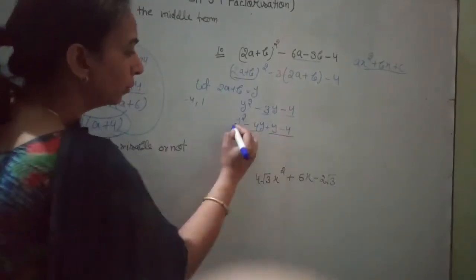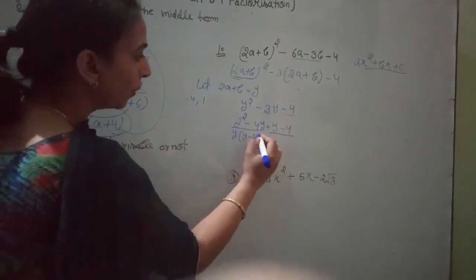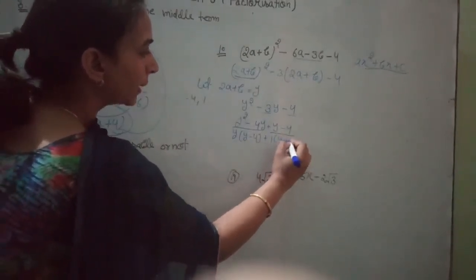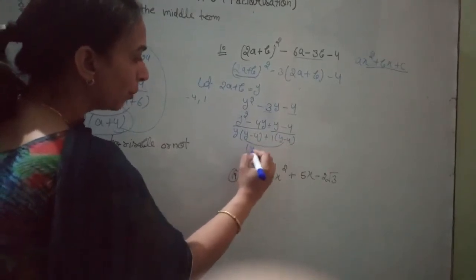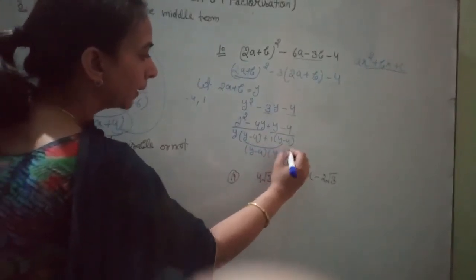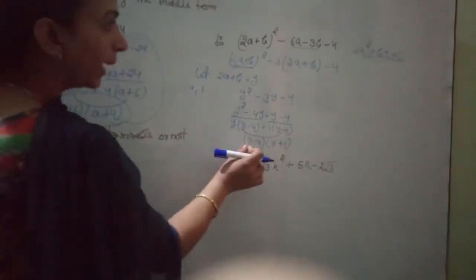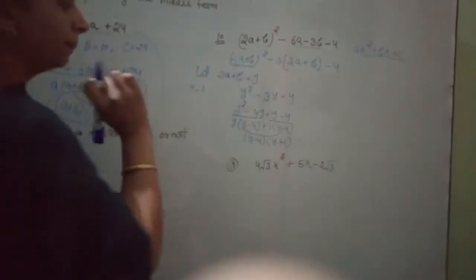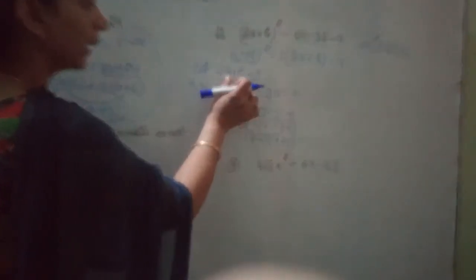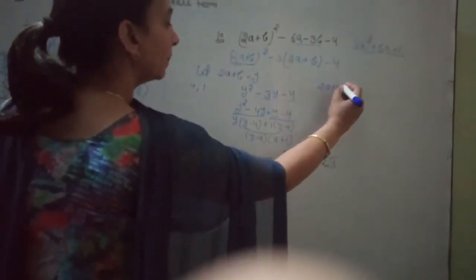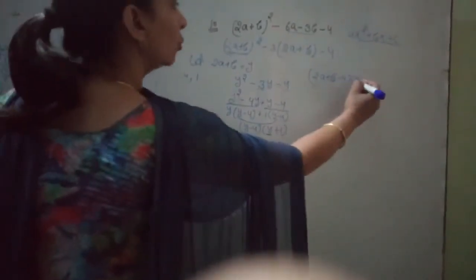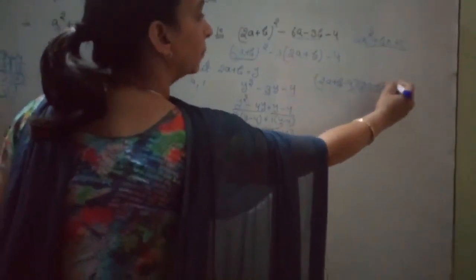Again, taking the first two and last two terms, y is common, so y(y minus 4) plus 1(y minus 4). Again y minus 4 is common, so we get (y minus 4)(y plus 1). Clear? But we want the factors in the form of a and b, so in place of y we write 2a plus b. So 2a plus b minus 4, and again in place of y, 2a plus b plus 1. These are the factors of the given expression.